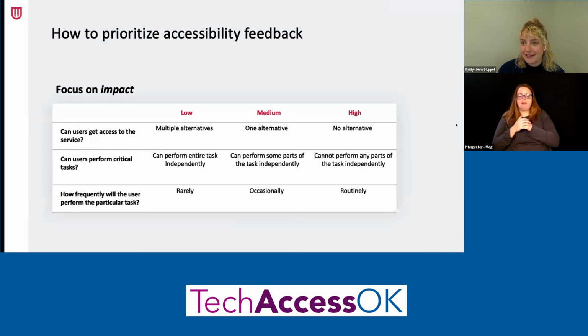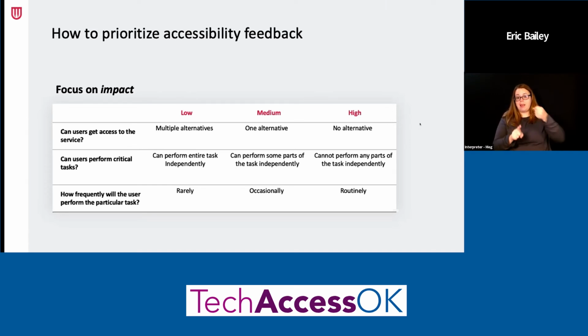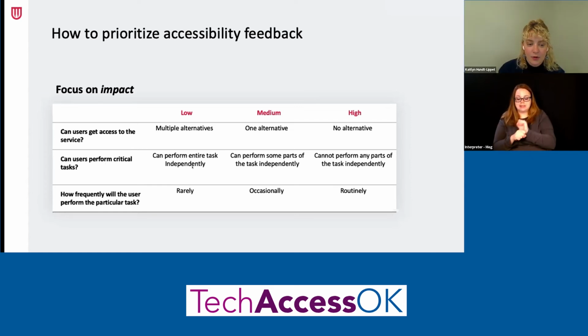It's on a 3-point scale. First, can users get access to the service? If it's low, there are multiple alternatives of ways to do something. Medium is that there is only one alternative, and high is there's no alternative. So if there's only one way to send an email and you can't send an email, it's a pretty high impact. And can users perform critical tasks? Low is can perform the entire task independently. Medium is can perform some parts of the task independently, and high is cannot perform any of the tasks independently.